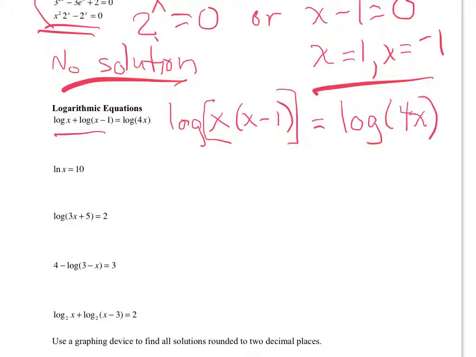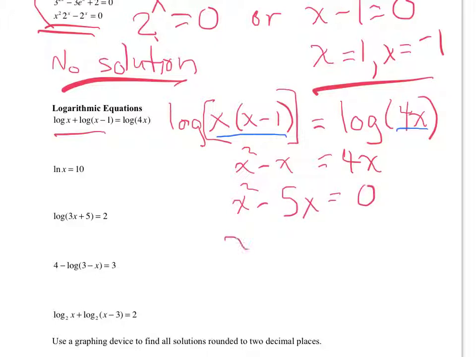Because now we know that the logarithms of these two expressions are equal. Well, the logarithm function is also one-to-one, just like the exponential function. So if the logarithms are equal, then the two expressions must be equal. So x squared minus x, which is what I get on the left-hand side when I multiply that out, must equal 4x. So now this is just a quadratic equation. We get x squared minus 5x equals 0, which gives us, if we factor, x times x minus 5 equals 0. And so we get two solutions, x equals 0, x equals 5.